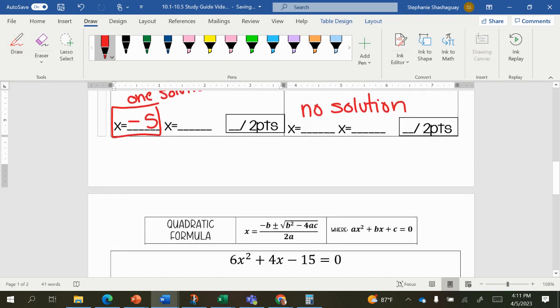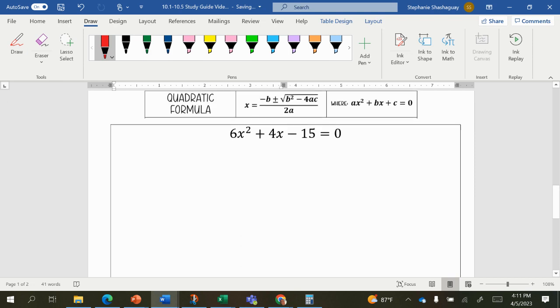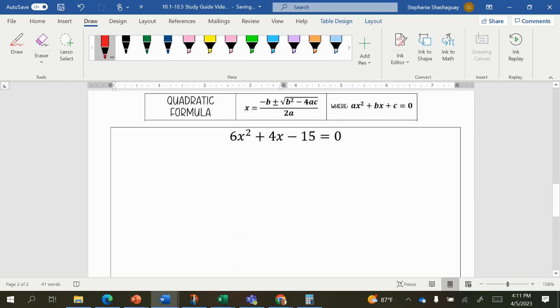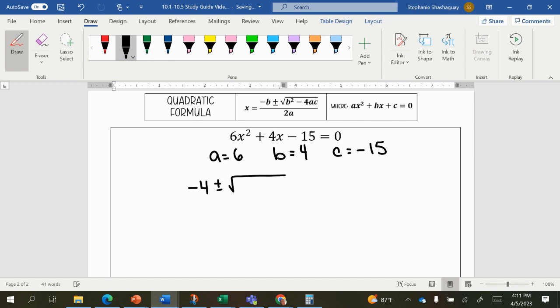All right, moving on to question 5 on our study guide. We're going to use our quadratic formula. Okay, so my A is equal to 6, my B is equal to 4, my C is equal to negative 15. So I'm going to have negative 4 plus or minus the square root of 4 squared minus 4 times 6 times negative 15, all divided by 2 times 6.